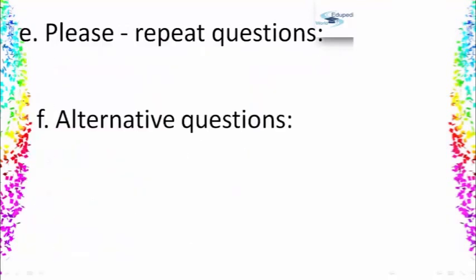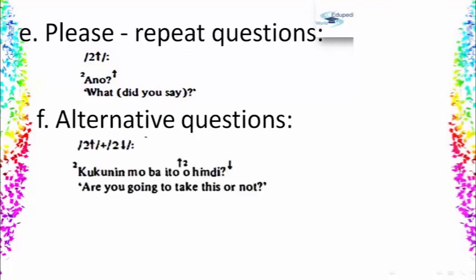Next use is for please repeat questions. For example, for 2 up, ano? What did you see? Next, we have the alternative questions. We have the 2 up, 2 down combination. For example, kukunin mo ba ito o hindi? Are you going to take this or not?